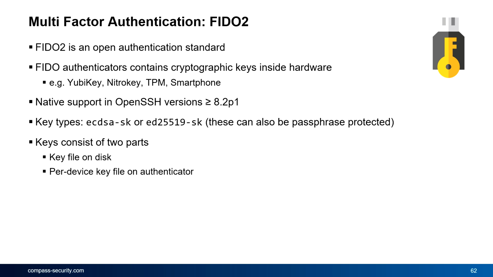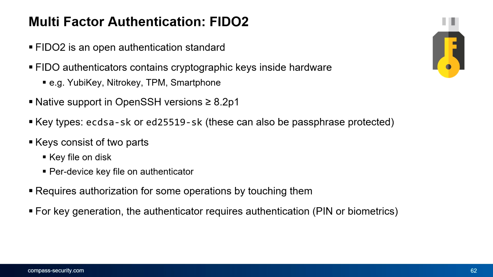And the keys you generate, if you generate such new keys, they consist of two parts. First, you have a key file which is written on your disk, and then you have a per device key file on your authenticator, like on your physical key. For some operations, the key asks you to give some authorization by touching or pressing the key. For other operations, like key generation, the authenticator requires authentication, like entering a PIN or using your biometrics.